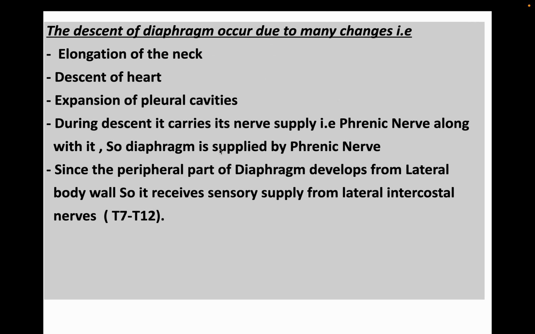Now the descent of the diaphragm, why does it happen? It is because of the elongation of the neck, then the descent of the heart, then the expansion of the pleural cavity. During descent it carries its nerve supply, that is the phrenic nerve, along with it. So the diaphragm is supplied by the phrenic nerve. Since the peripheral part of the diaphragm develops from the lateral body wall, it receives the sensory supply from the lateral intercostal nerves.